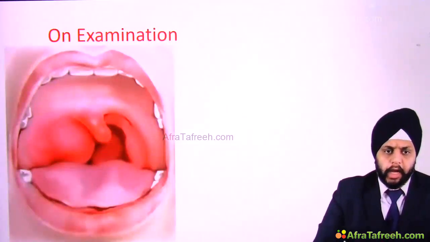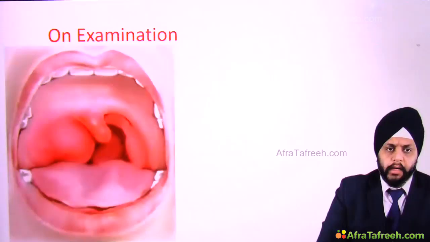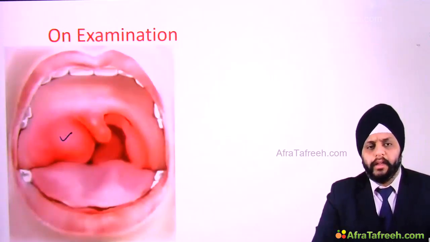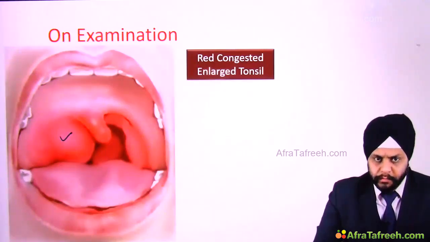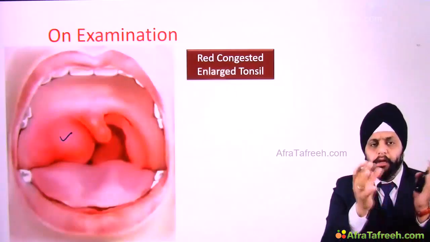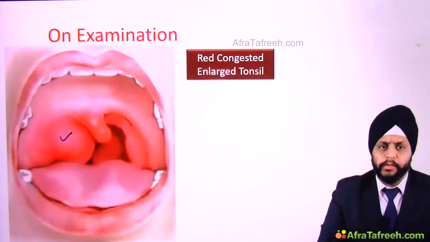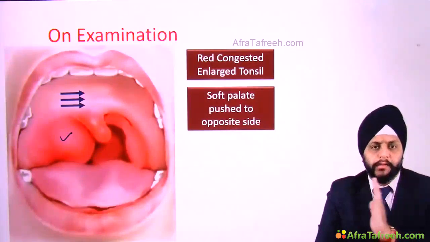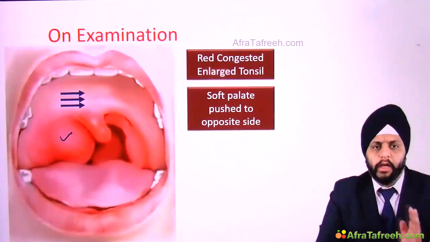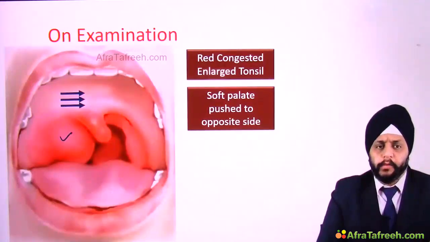You see that on one side, what do you see? The tonsil is red and large, a congested tonsil. So you see there is a unilateral tonsillar hypertrophy. The tonsil on one side is red and large, congested. What else do you see? You see that this enlarged tonsil is pushing the soft palate and the uvula to the other side. So the soft palate, you can see clearly, has been pushed to the other side.